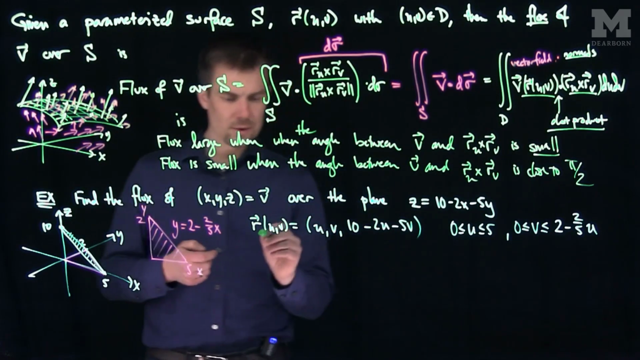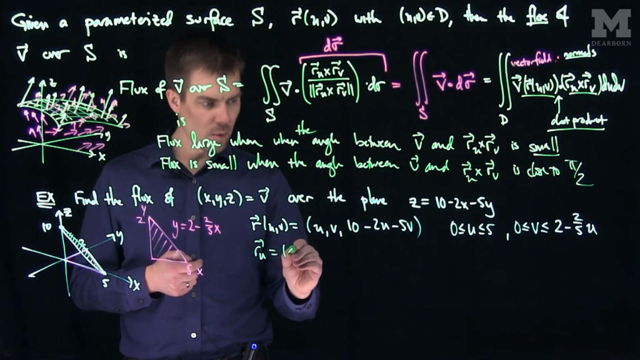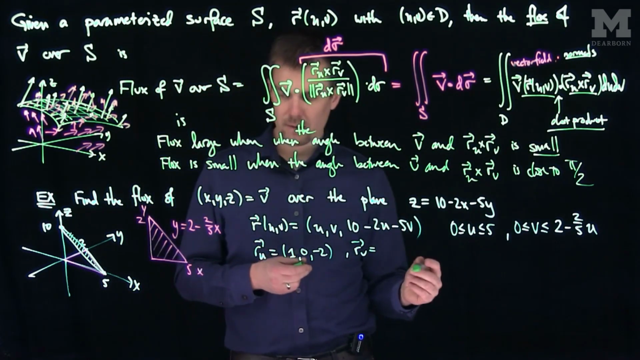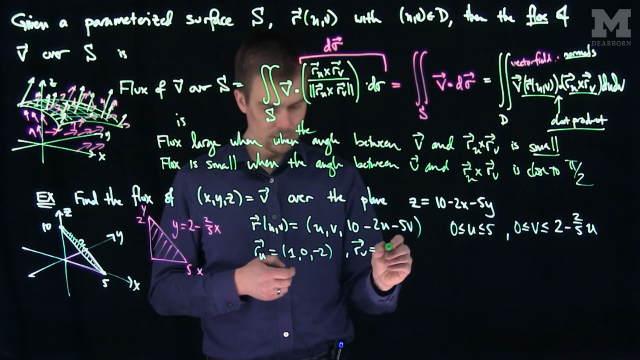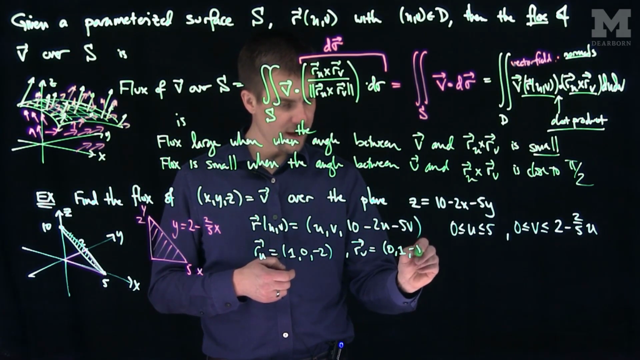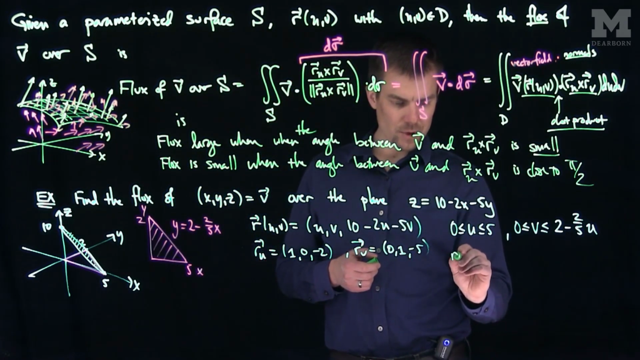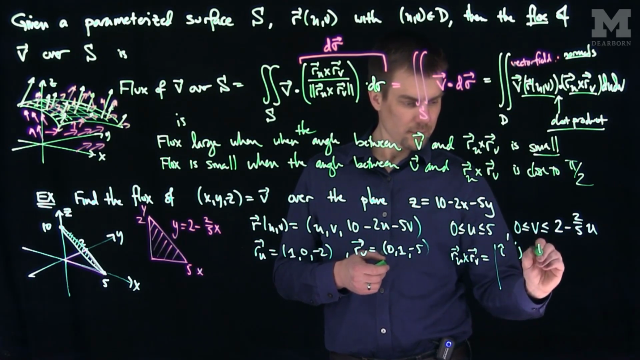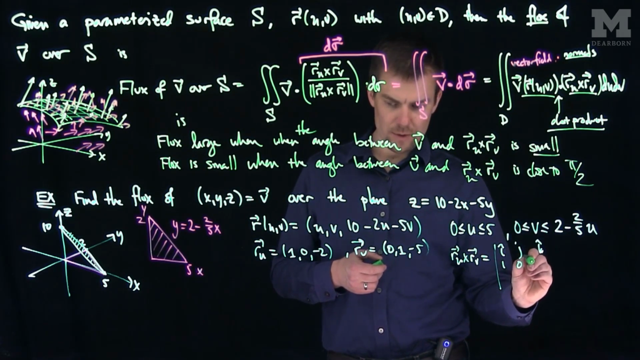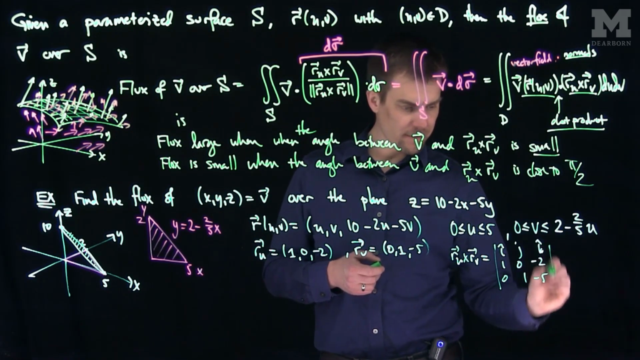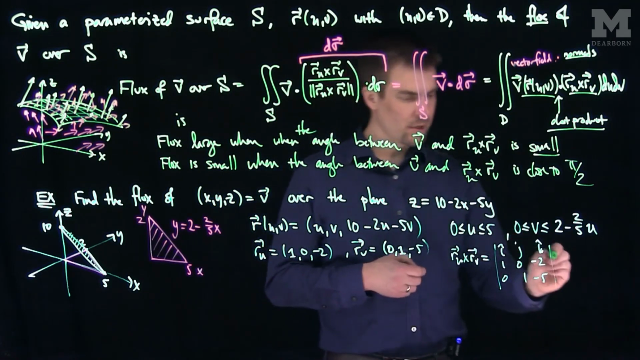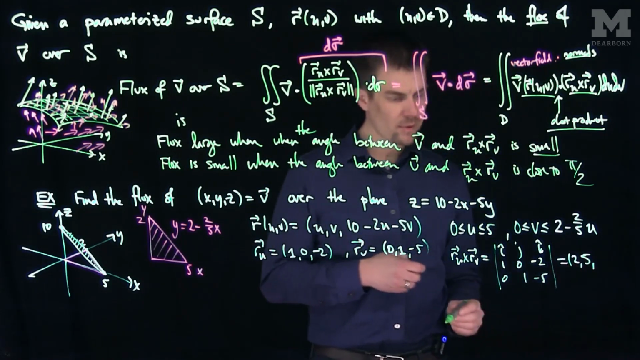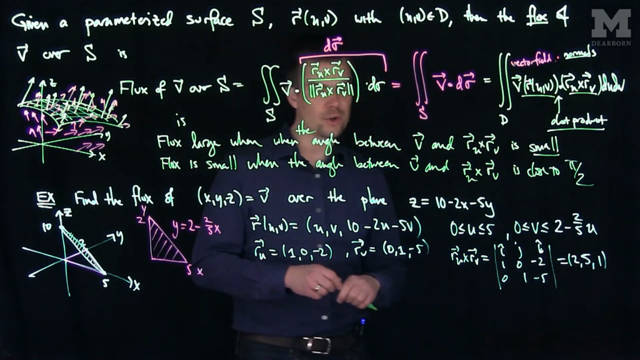Now, what's r_u going to be? So r_u is going to be 1, 0, negative 2. r_v is going to be 0, 1, negative 5. Let's cross these things. What's r_u cross r_v? That'd be i, j, k, and then 1, 0, negative 2, 0, 1, negative 5. So my i entry will be 2, so we're going to get a 2. Then what will my j entry be? My j entry will be a 5. And what will my k entry be? My k entry will be a 1. So 2, 5, 1 is r_u cross r_v.